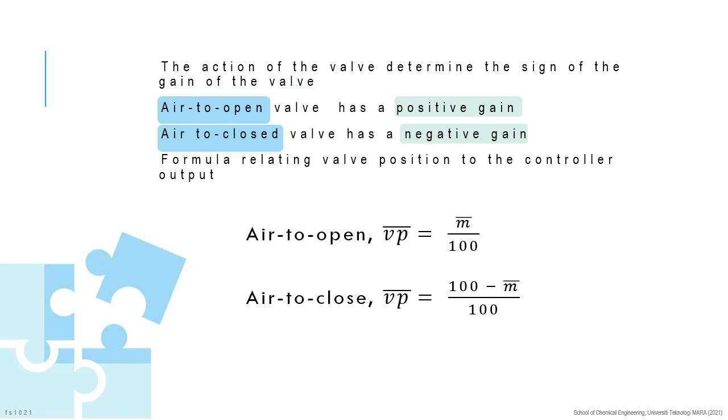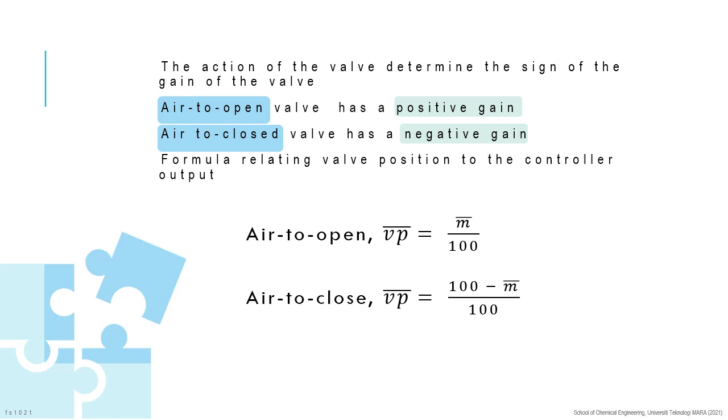It is important to realize that safety is the only consideration in selecting the action of the control valve. As we shall see in the next section, the action of the control valve directly affects the action of the feedback controller. The action of the valve determines the sign of the gain of the valve. An air to open valve has a positive gain, and an air to close valve has a negative gain.